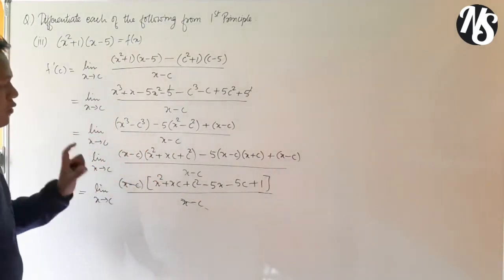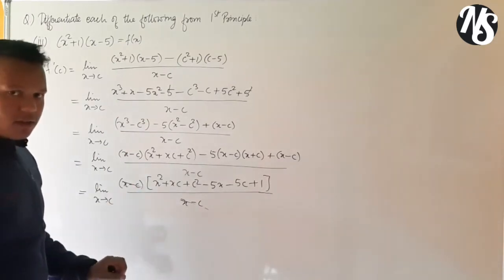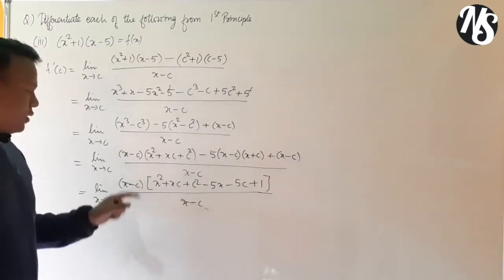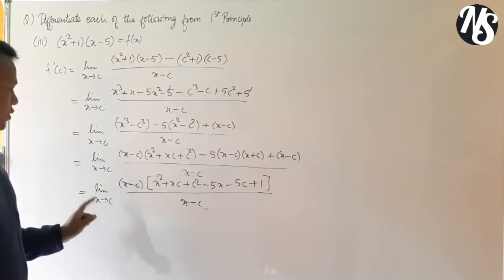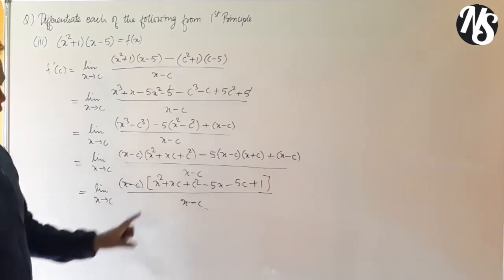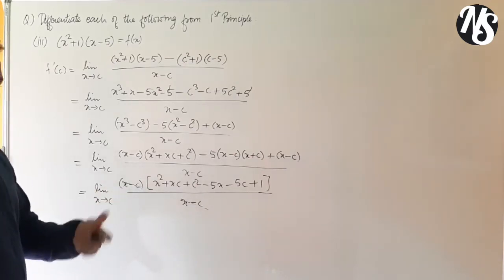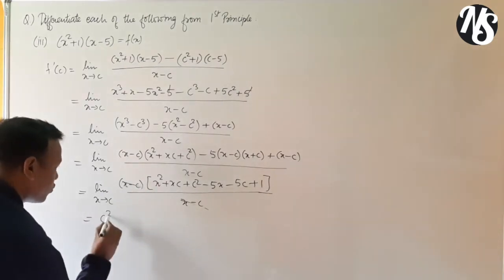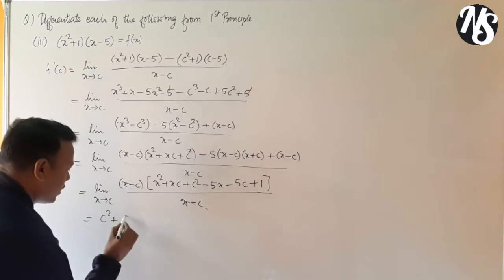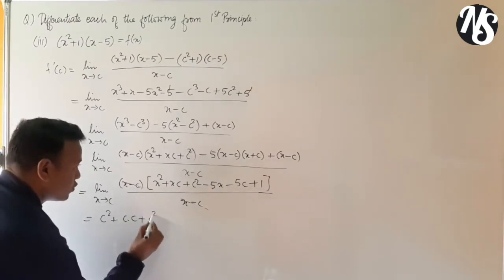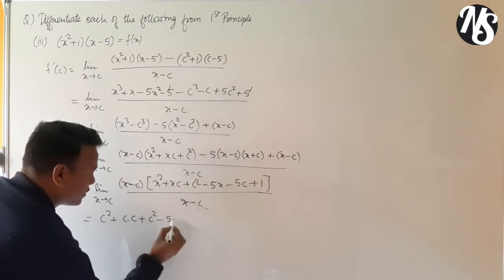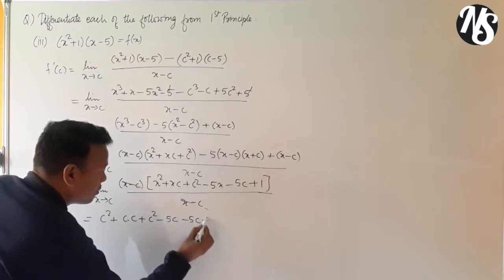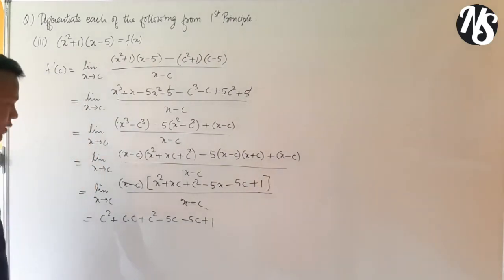Now we don't have anything in the denominator, you are free of the denominator. Now you can happily substitute the value of x to be c here. So let's substitute and see how much we get. So we get c square plus c into c plus c square, minus 5 into x, that is 5c minus 5c plus 1.